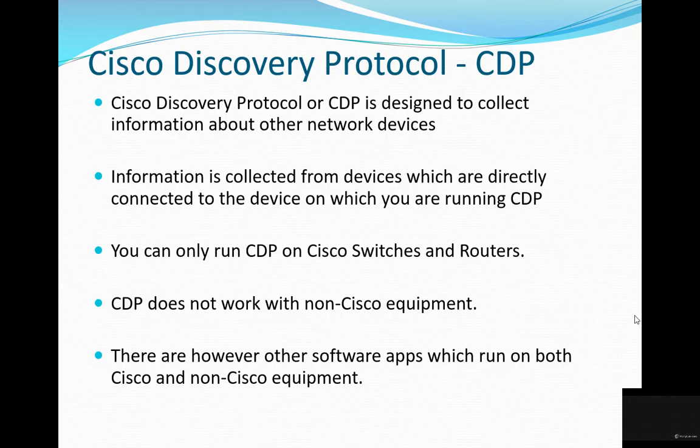So what is the Cisco Discovery Protocol, or CDP? CDP is designed to collect information about other network devices. Information is collected from devices which are directly connected to the device on which you are running CDP. You can only run CDP on Cisco switches and routers. CDP does not work with non-Cisco equipment. There are, however, other software apps which run on both Cisco and non-Cisco equipment.